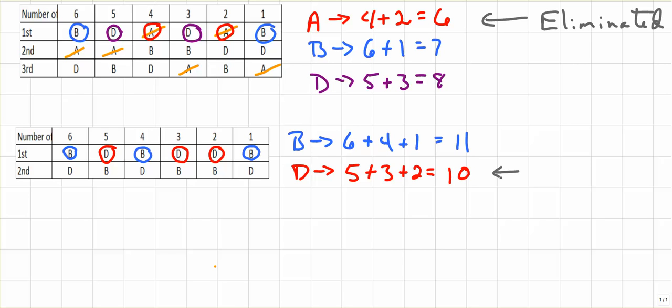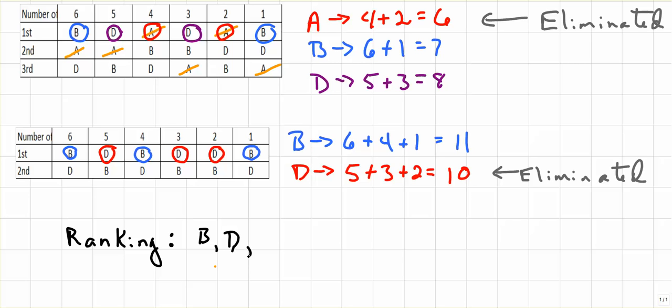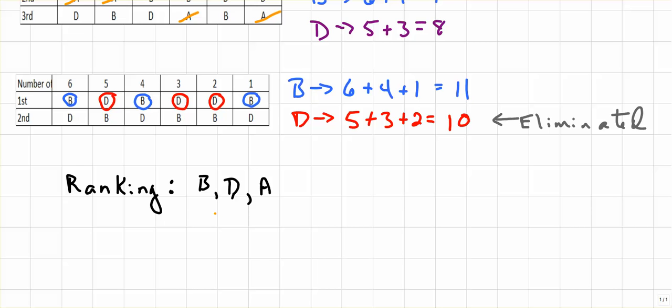Now we don't need to rewrite the table again, because what we're going to do is write the ranking based upon how they were eliminated in reverse order. Since B was the last one standing, that's how we're going to write that. So here's our ranking. B is the last one standing. Then D was eliminated. Then A was eliminated. Then C was eliminated. And then E was eliminated. So remember, E was the first one that was eliminated, then C was the second one, A is the third one, D is the fourth one, and B would be the last one standing. So this is our ranking.